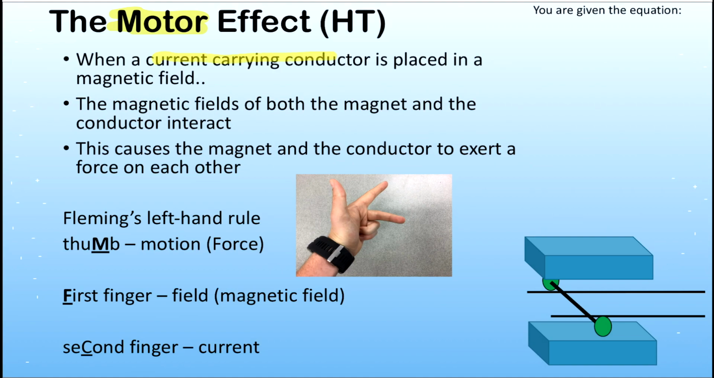So when a current-carrying conductor is placed in a magnetic field, the magnetic fields of both the magnet and the conductor interact. And that is a really, really critical word that you have to use, they're interacting. This interaction causes the magnet and the conductor to exert a force on each other. And once again, force, really important. Exerting is just a nice word you could use. You could say making a force or having a force on each other, but exertion is the best way to describe it.